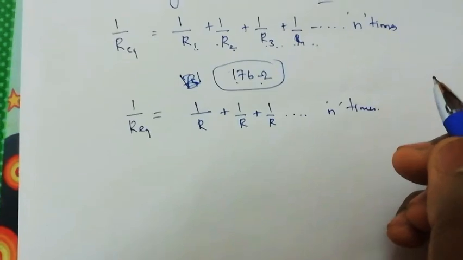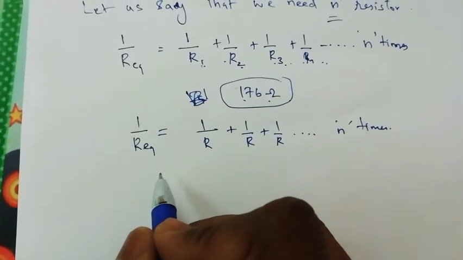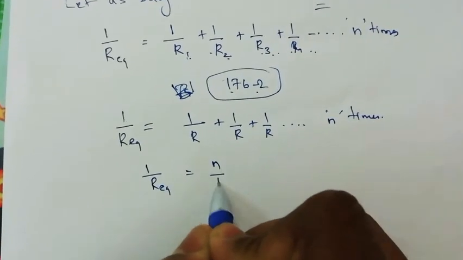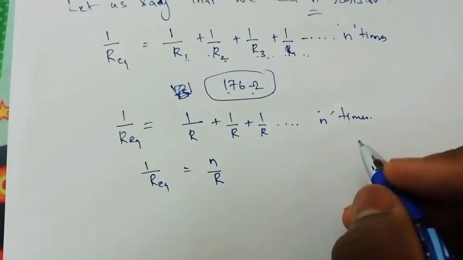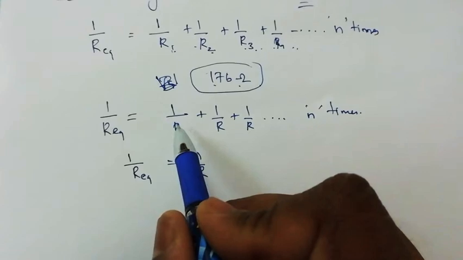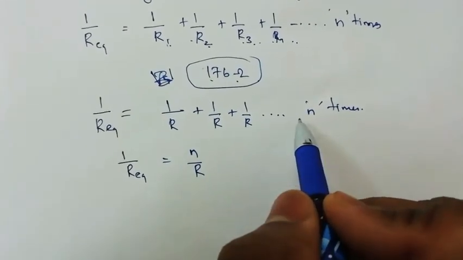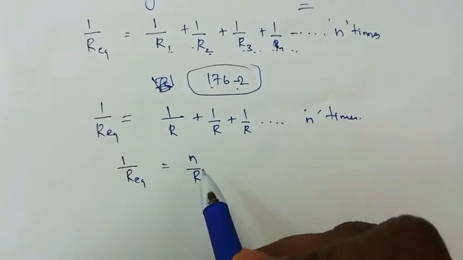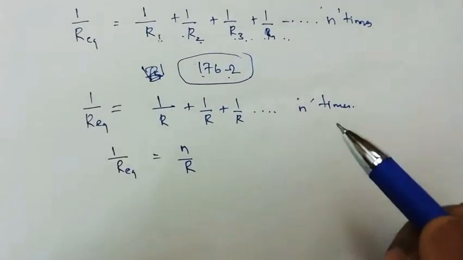right? So we can write it like this also: R equivalent is equal to R by n. Why am I writing n by R? Because adding all these 1 by R, n times, means multiplying 1 by R with n.